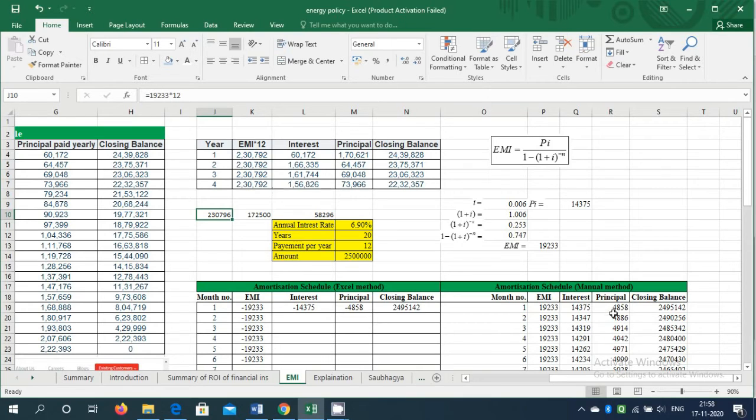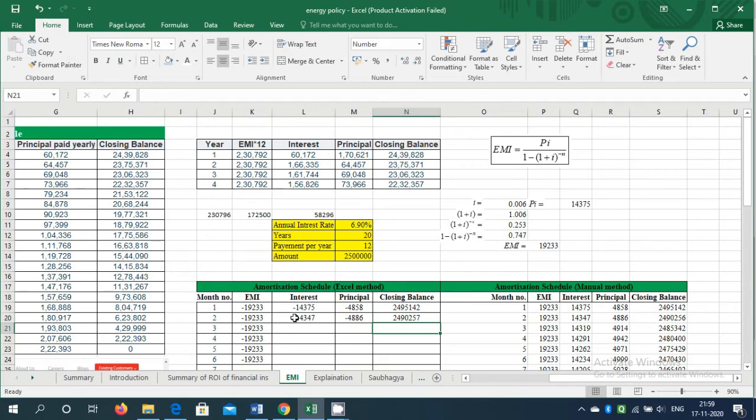Here also the principal amount will slowly go on increasing, and this amount will be in a decreasing mode. So we'll calculate this one for the principal and interest. This thing will remain the same; I'll just drag it for the second month. But for calculation of the closing balance, it is this one plus this principal amount.